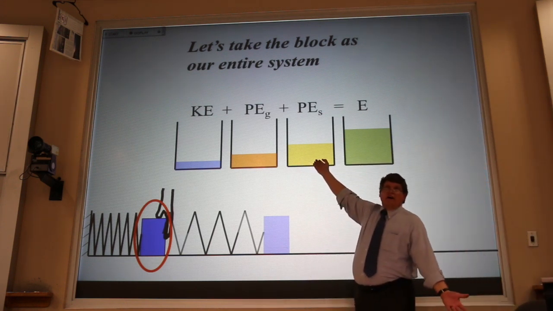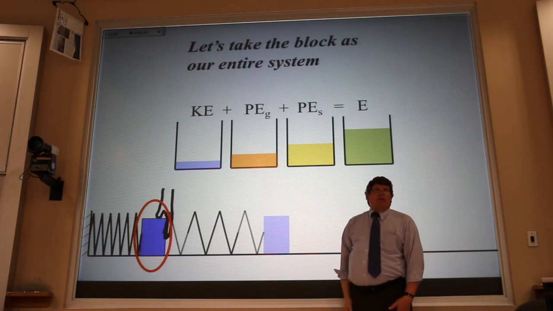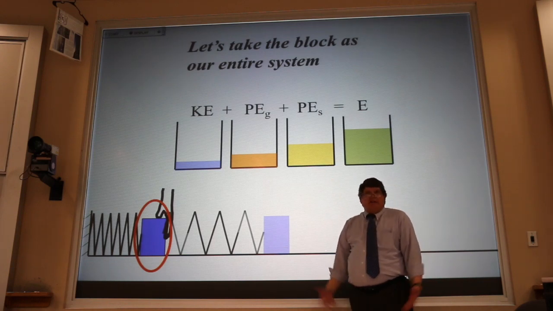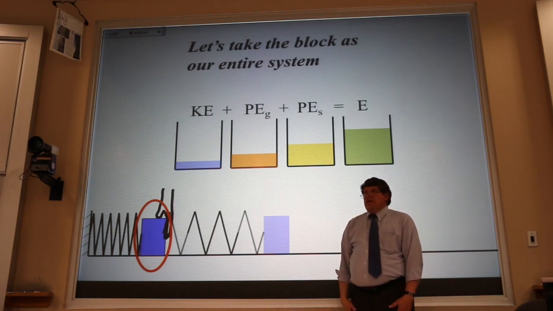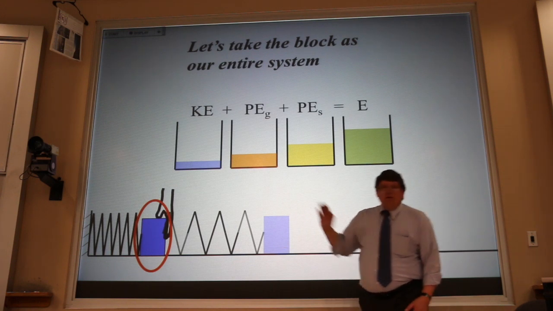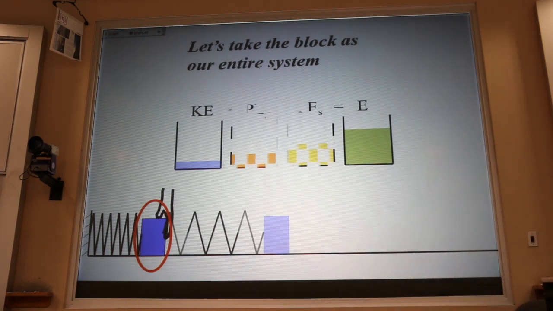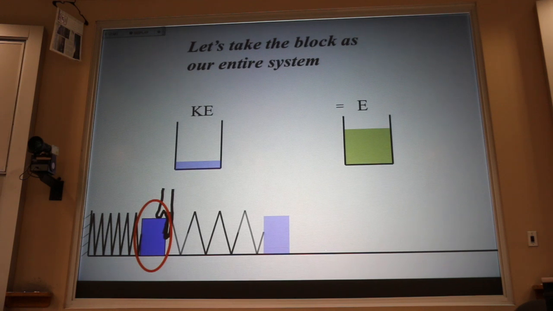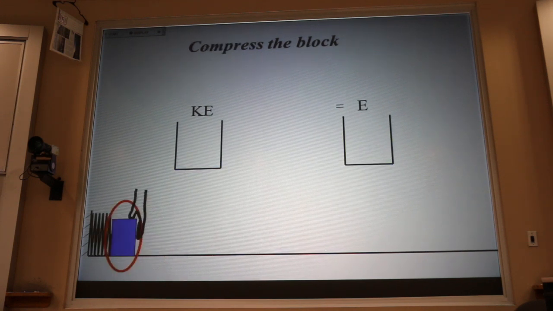Likewise, if the spring's not in my system, I certainly can't worry about spring potential energy. That's not part of my system's energy. Now, if I look at just that system, I've got one bucket. And watch what happens to that bucket.